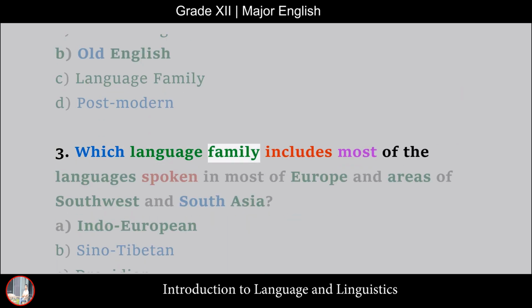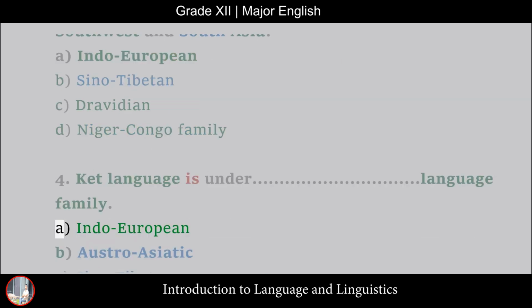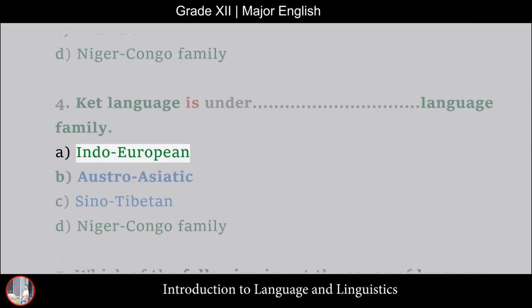3. Which language family includes most of the languages spoken in most of Europe and areas of Southwest and South Asia? A. Indo-European. B. Sino-Tibetan. C. Dravidian. D. Niger-Congo family. 4. Ket language is under ___ language family. A. Indo-European. B. Austroasiatic. C. Sino-Tibetan. D. Niger-Congo family.